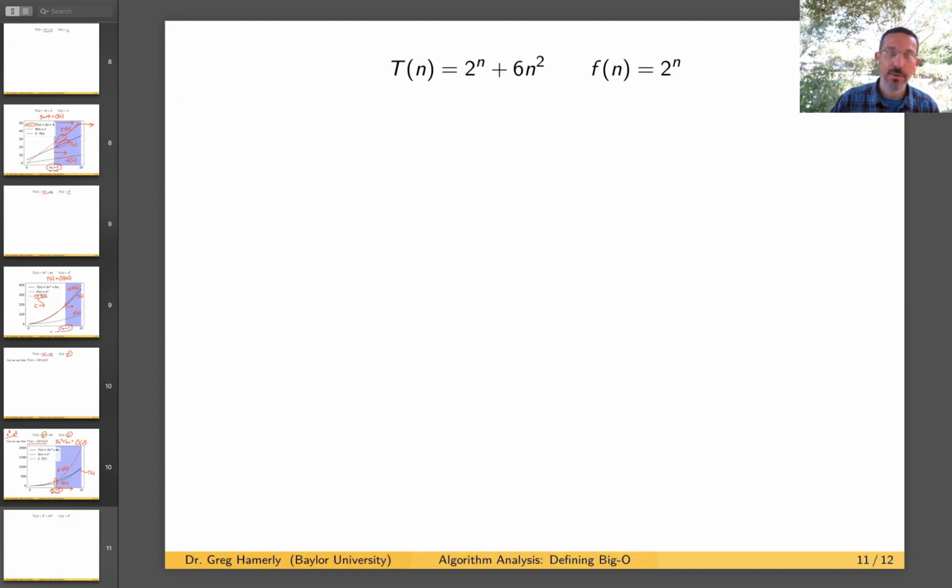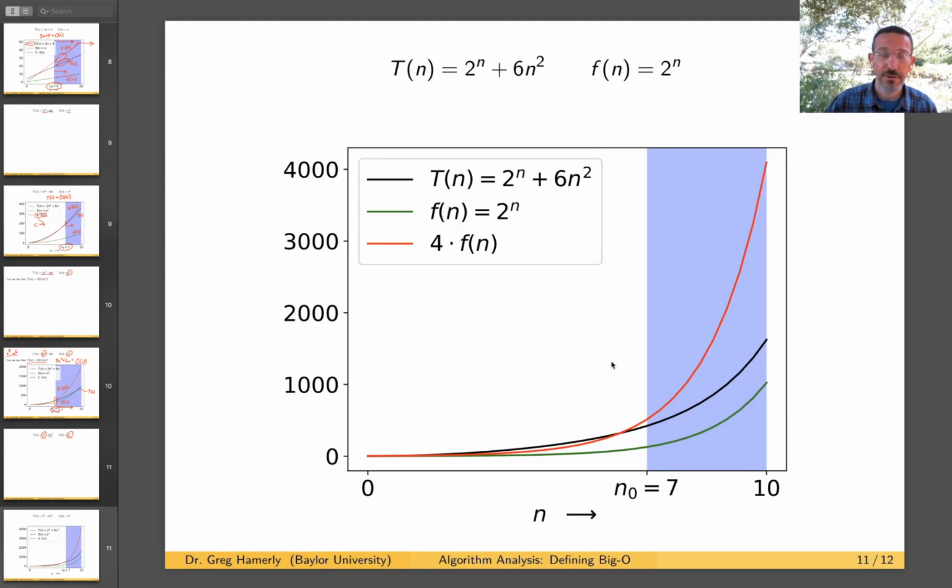Okay, last example. Here we have a function that is an exponential plus 6 times a quadratic, versus an exponential, okay? Notice that these two terms are exactly the same. So it seems like T of n is growing faster than f of n, and it is, but we can multiply f of n with that constant c, and we'll get something that grows faster. So again, here's T of n. Here's f of n. And you can see that T of n is indeed growing faster than f of n because it has this additional 6n squared.